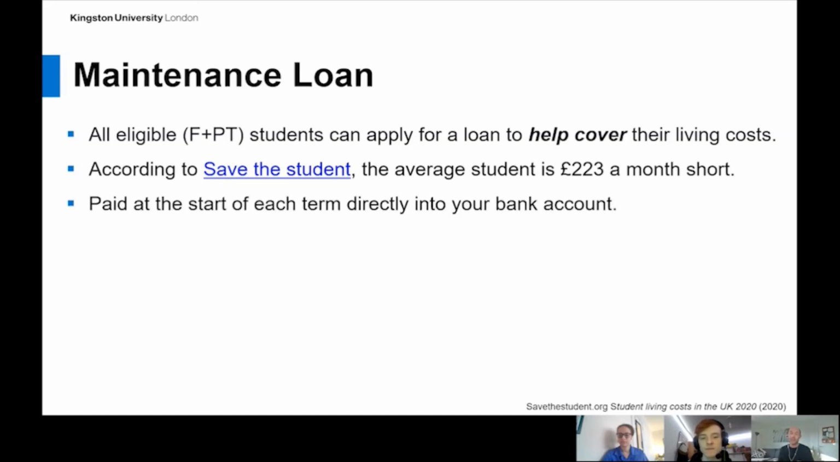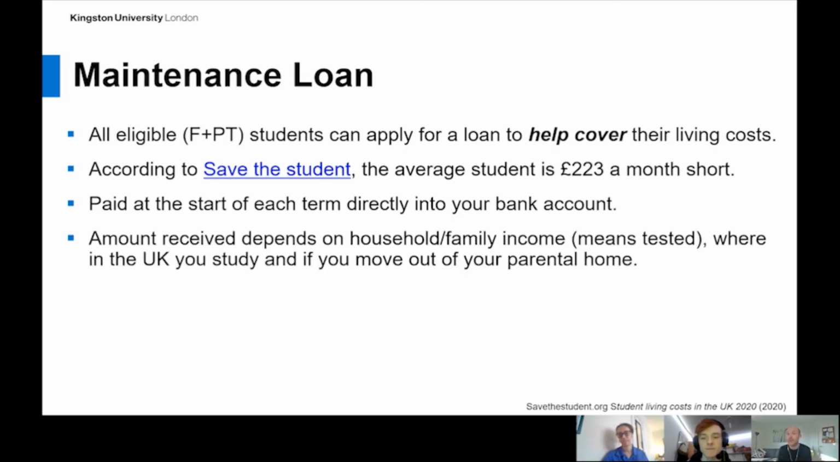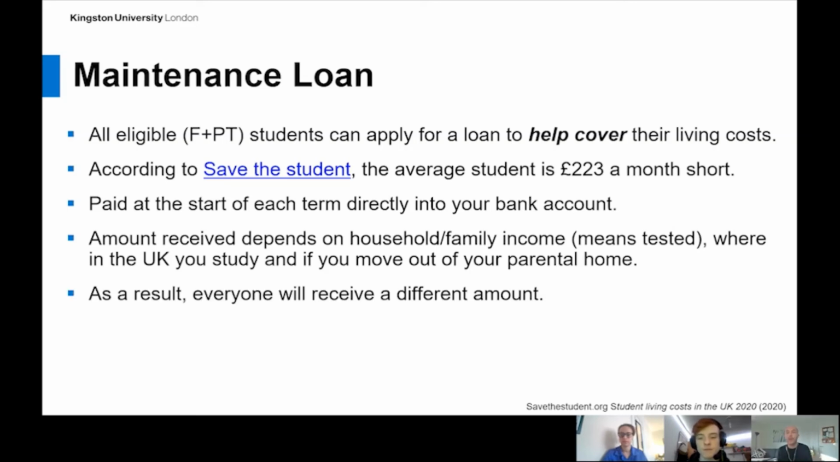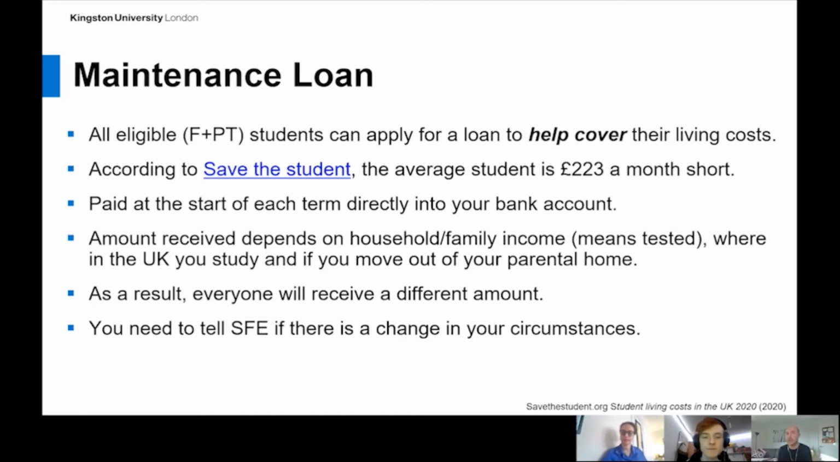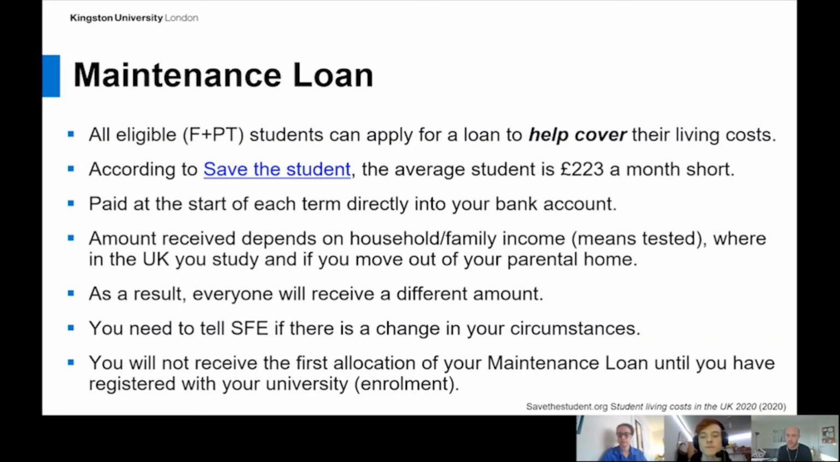But moving on. So this is paid at the start of every term directly into your bank account. So you do see this money. The amount that you receive depends on what's referred to as your household or family income, which means that it is means tested. And the argument there is that it means that those who require more financial support will be in receipt of it. But there are other factors, including where in the UK you decide to study and whether you move out of your parental home, and we'll look at some examples in a second. As a result, it is normal for everyone to receive a different amount because you've got different variables going on. But you do need to tell Student Finance England if there is a change to your circumstances.